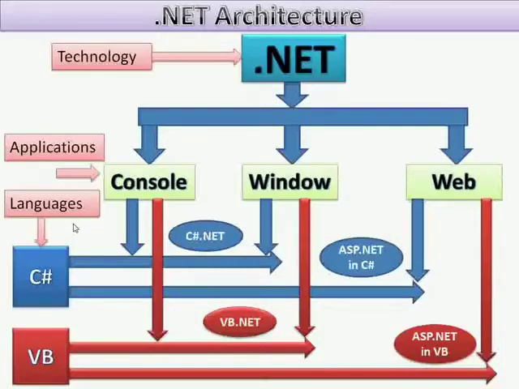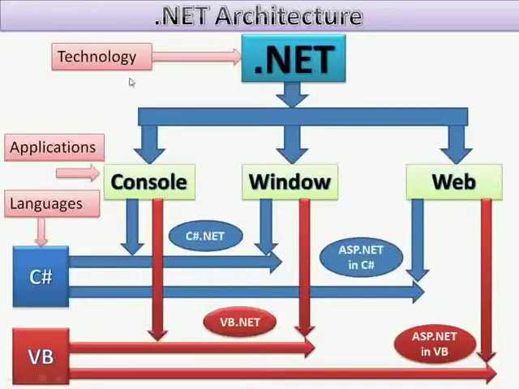So first of all, just clear this. If I choose console or a window as an application, and if I choose C# as a language, then it becomes C#.NET. If I choose console or a window as an application and VB as a language, then it becomes VB.NET. If I choose web as an application and C# as a language, it becomes ASP.NET in C#. If I choose web as an application and VB as a language, then it becomes ASP.NET in VB. So depending on your application, we just have to change the languages.